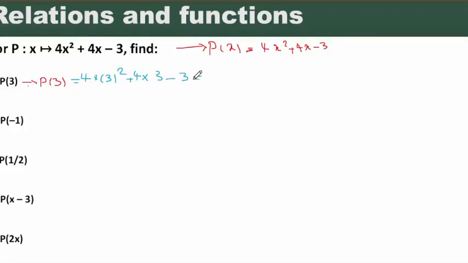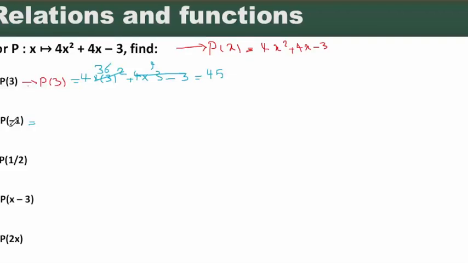So if I calculate it, 3 to the power of 2 gives me 9. 9 times 4 gives me 36. And 4 times 3 gives me 12, minus 3 gives me 9. So the answer would be 45. So p of 3 gives me 45.